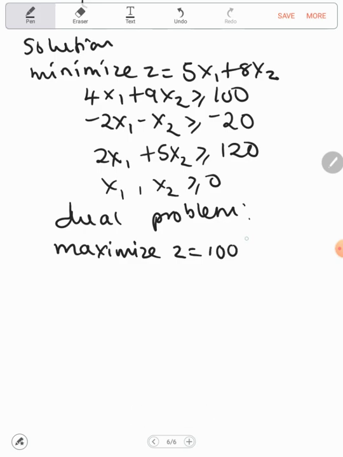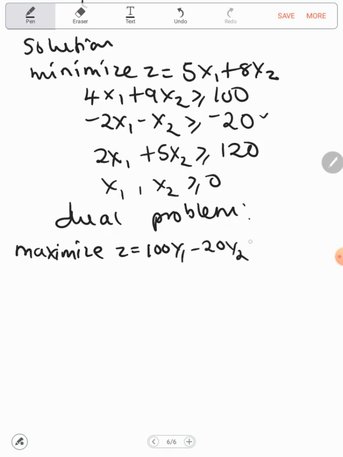You have 100 y1 plus, no, this is negative, as you can see. So you have -20 y2, and then you have plus 120 y3. Let me just rewrite this. Maximize z equal to 100 y1, then here minus 20 y2, then plus 120 y3.